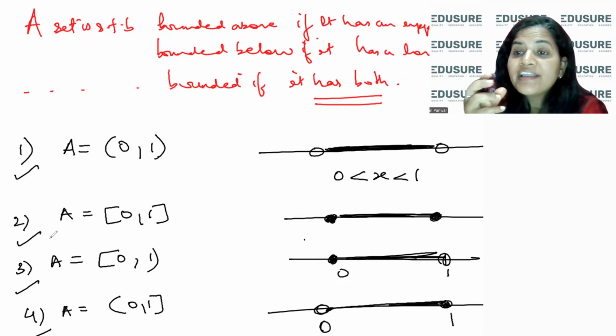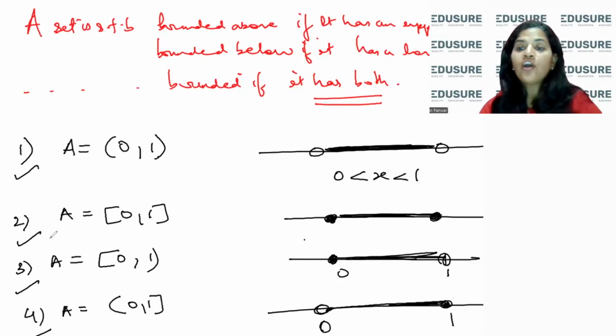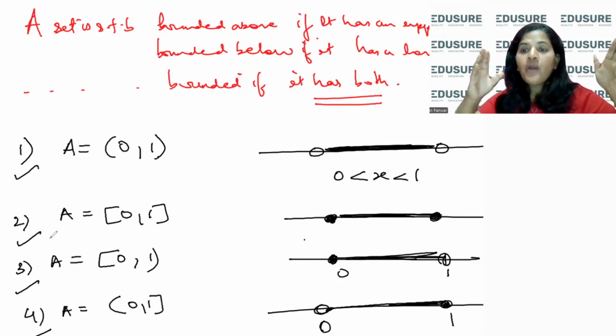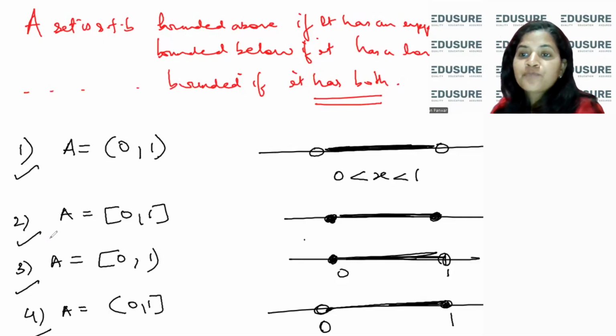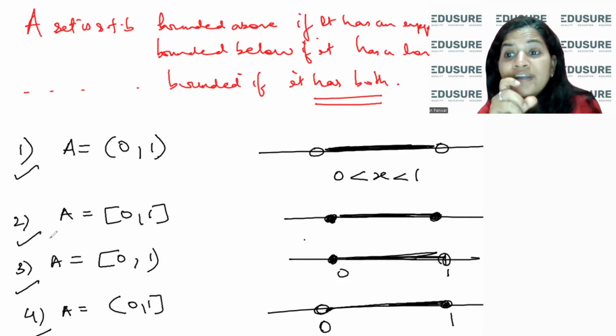So what is the criteria of a bounded set? The criteria of a bounded set is that we must have an element below, and we must have an element above. And the elements of my set have to be between these elements. Now, these endpoints may or may not be in the set. So this is the definition of a bounded set.